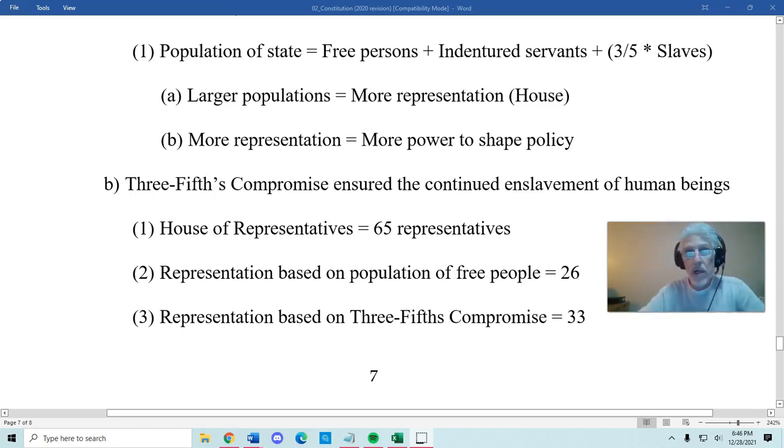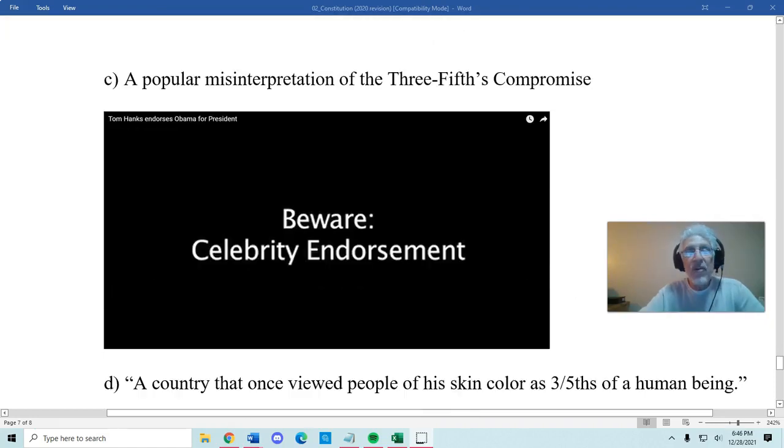So that's important to understand. But there's also a popular misconception or misinterpretation of the 3/5 compromise that I want to talk about. And to do so, I actually, oddly enough, need the help of Tom Hanks.